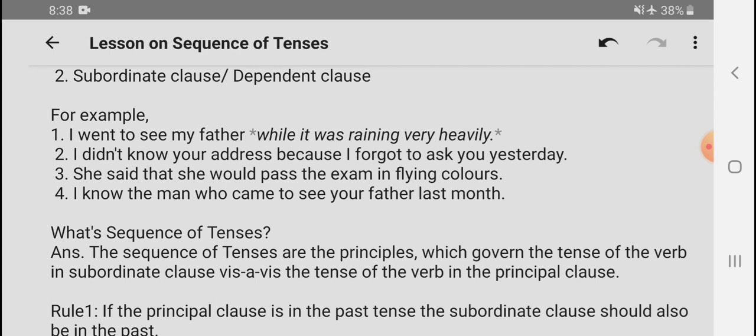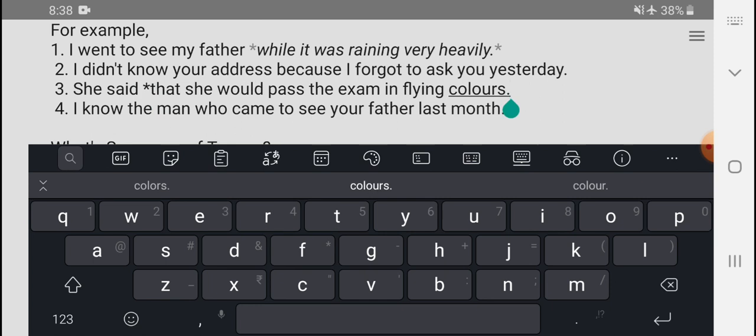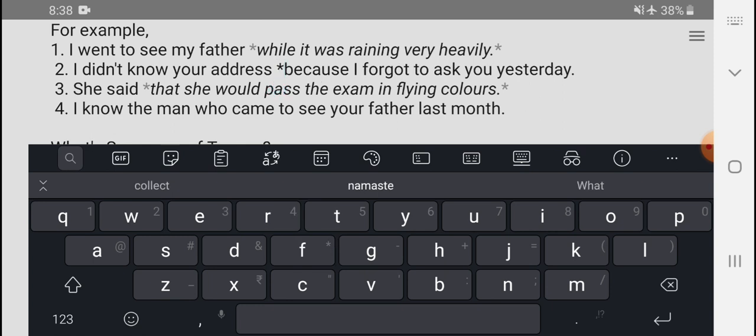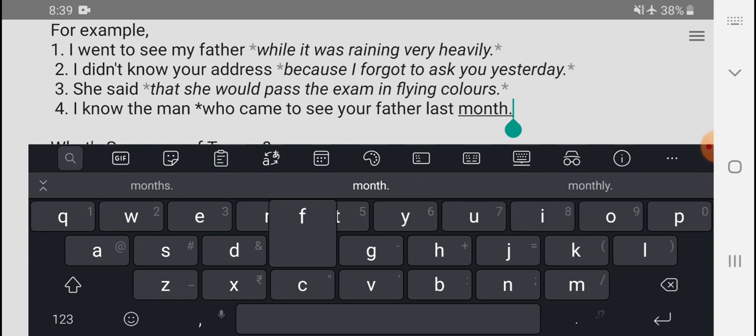In this sentence, she said is the principal clause, and that she would pass the exam in flying colors is your subordinate clause. Similarly, in example number 2, if I mark it, the subordinate clause would be because I forgot to ask you yesterday. Example number 4 is I know the man, one clause, who came to see your father last month, another clause. If you read them separately, I know the man gives you a full idea. Who came to see your father last month, if you just read this portion, does not give you a full idea, hence it is a dependent clause.